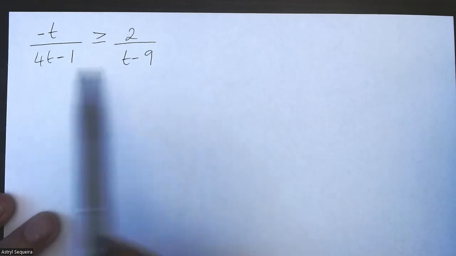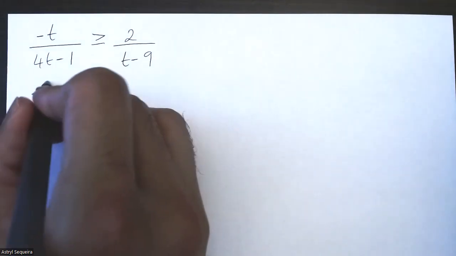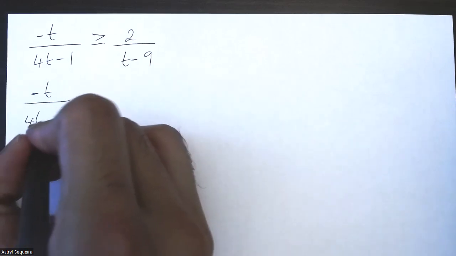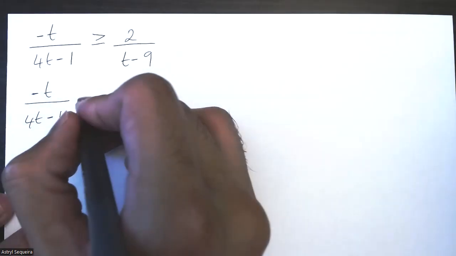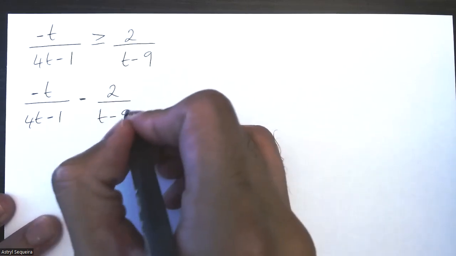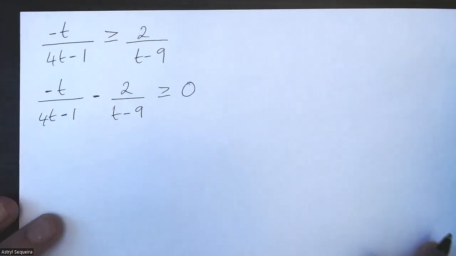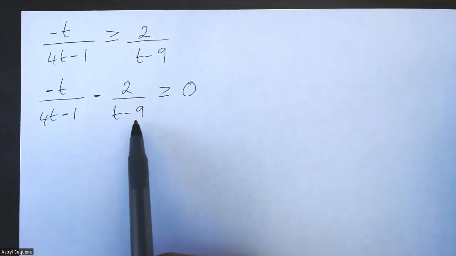All right, so I want to solve this rational inequality. So the first thing I have to do is bring everything to one side. So when I move this to the side, it becomes negative. And now it's just greater than or equal to 0. The next thing I want to do is make a common denominator.